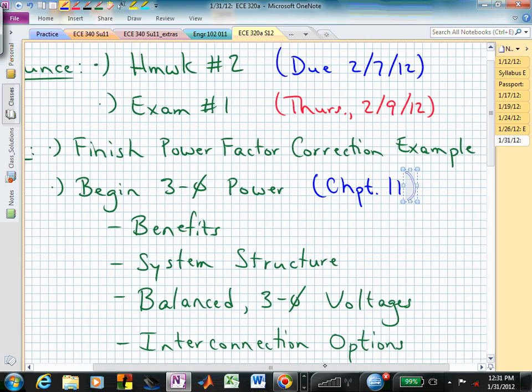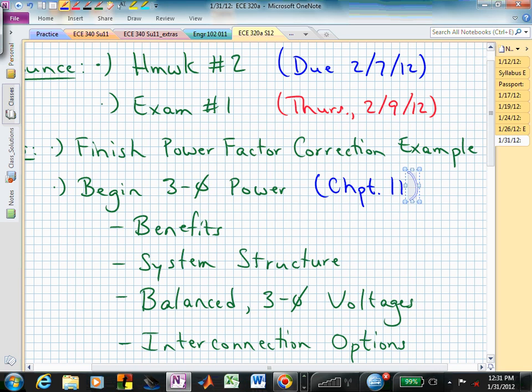Today what I want to do is finish up the power factor correction example. I think last time we finished with determining the capacitor value. Let's now see what that provides in terms of information, or what that tells us.